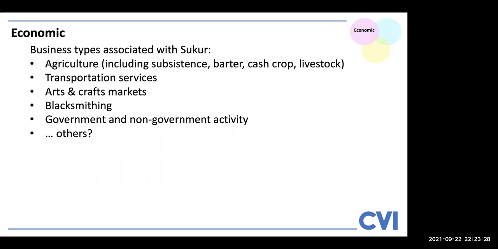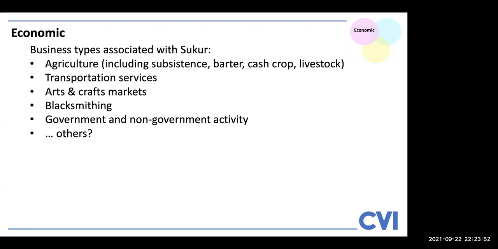Transportation services. This includes the motorbike services that operate up and down the hill. The arts and crafts markets. The blacksmithing, which of course connects across to one of our key values, the iron smelting technology. And the 5th business type, the government and non-government activity.